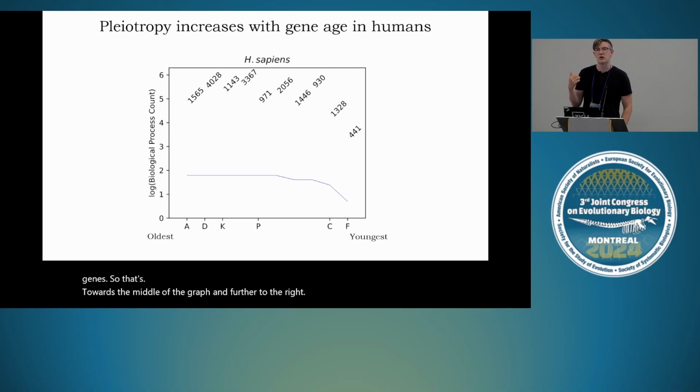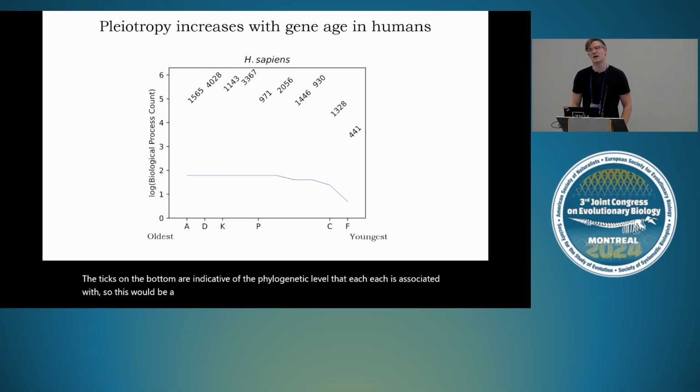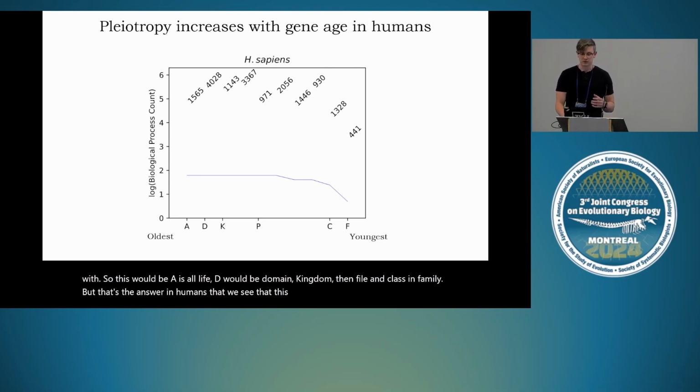The ticks on the bottom are indicative of the phylogenetic level that each age is associated with, so this would be A is all life, D would be domain, kingdom, then phylum, class, and family. But that's the answer in humans, that we see that this relationship is preserved.